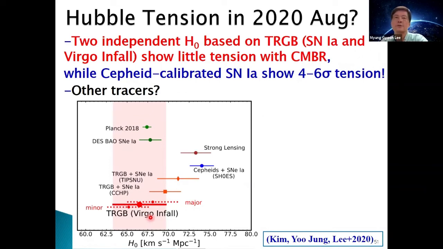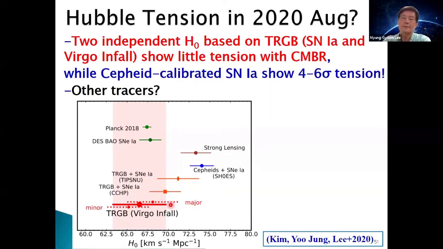So the measurement based on the TRGB, either on supernova 1A or Virgo in 4, does not show any tension with Planck values, although SH0ES shows tension. Of course, our measurements are still between Planck and SH0ES, and the Virgo in 4 measurement still has a little bit larger error than the others. But considering all these, they are pretty good.